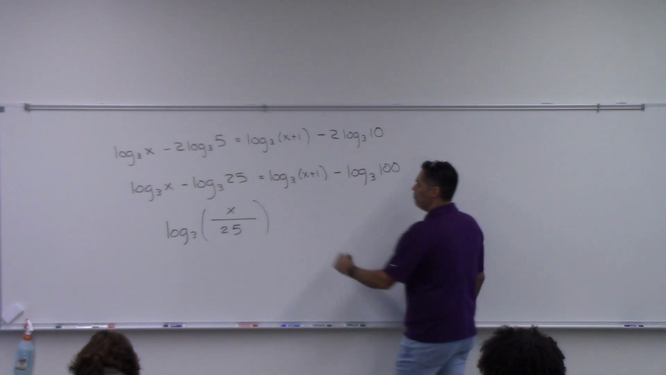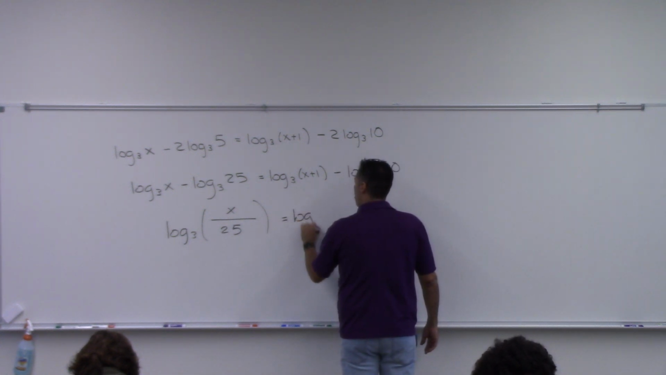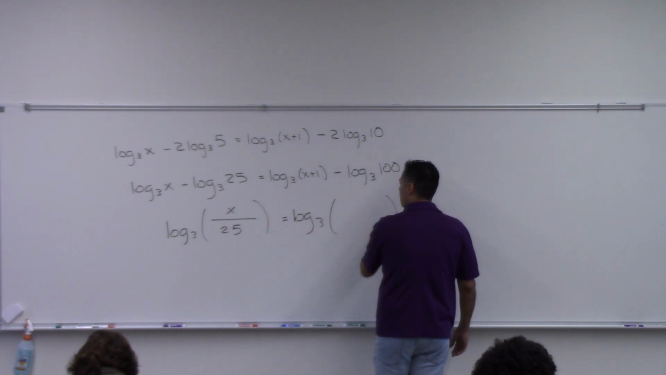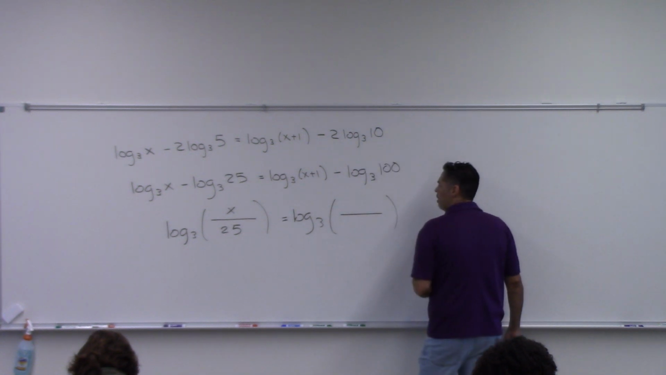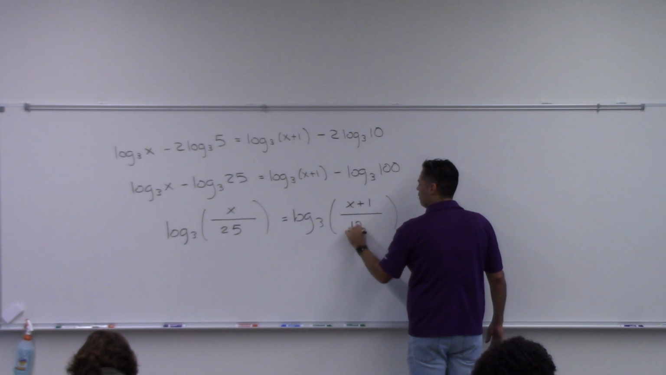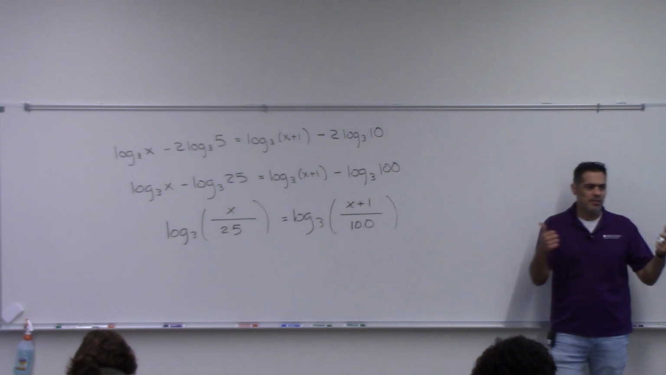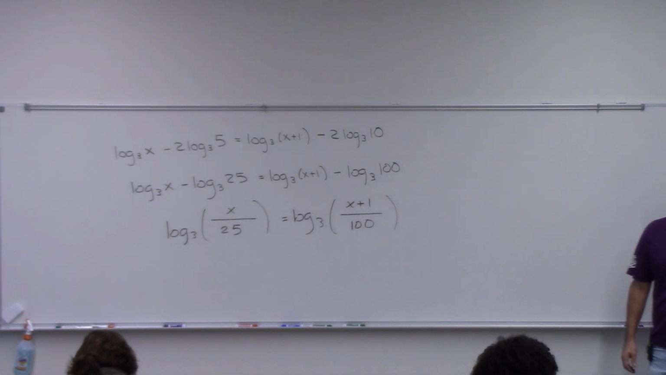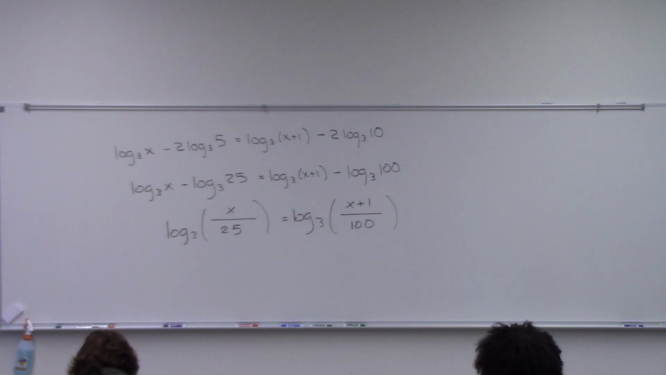And then this side, we're going to condense as well. These two logs condense into one. We have division again because there's subtraction. It'll be what over what? x plus 1 over 100. That's fair. Now what?